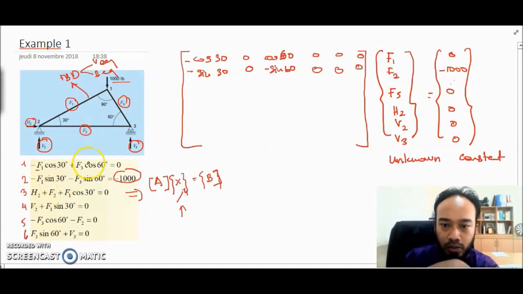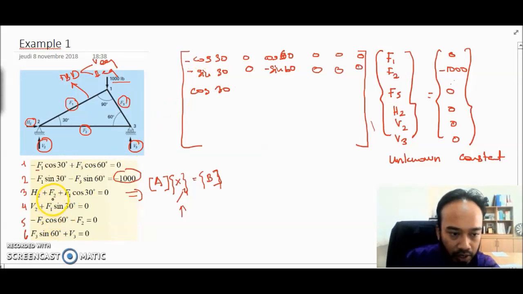So there is H2. H2 is in, if we see here, 1, 2, 3, 4, the fourth row. But there is F1. So F1, the multiplier is cosine 30. And then F2, there is F2, just multiplied by 1. There is no F3, but there is H2 multiplied by 1. And then that's about it. 1, 2, 3, only 3 unknowns, and the rest are 0.